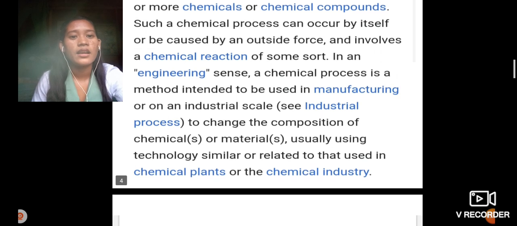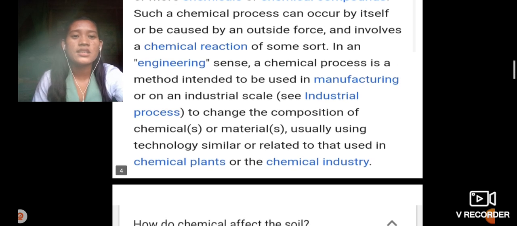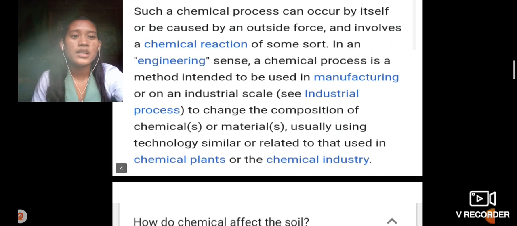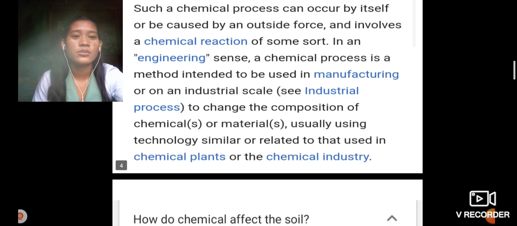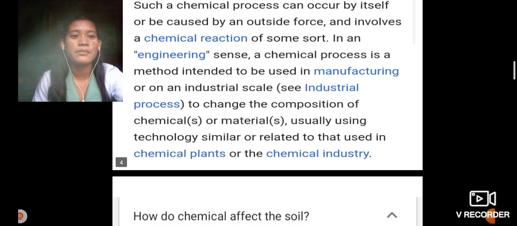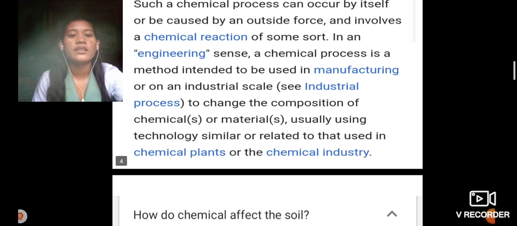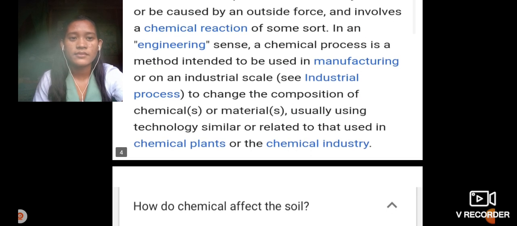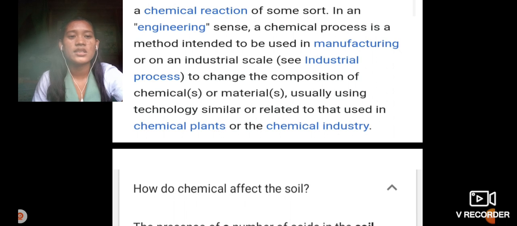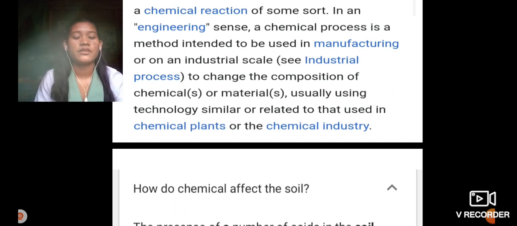And then the engineering sense: a chemical process is a method intended to be used in manufacturing or on an industrial scale, using industrial processes to change the composition of chemicals or materials, with technology similar or related to that used in chemical plants or the chemical industry.